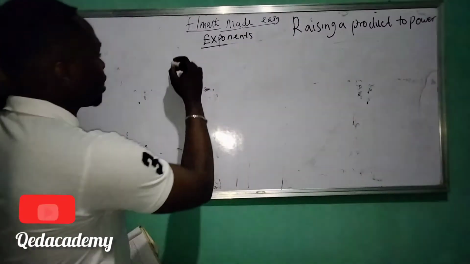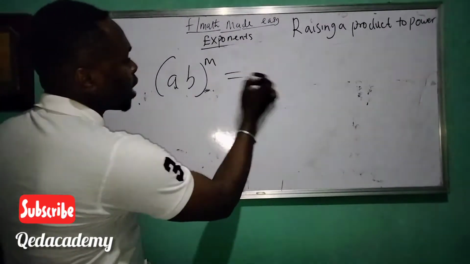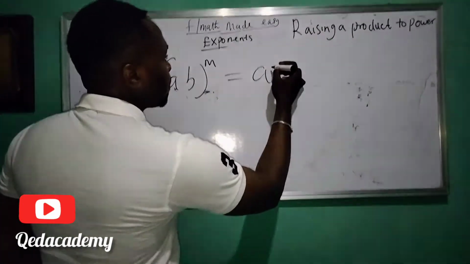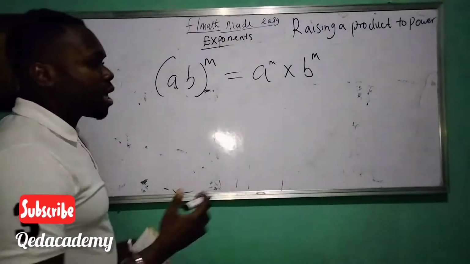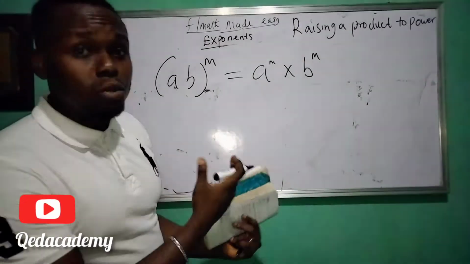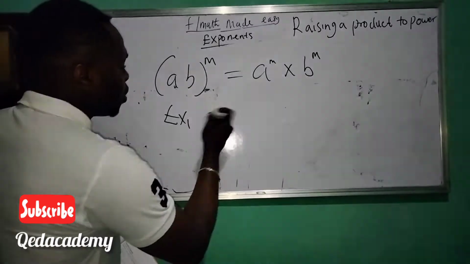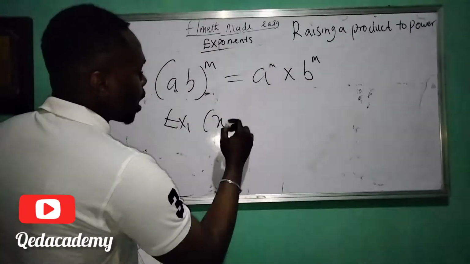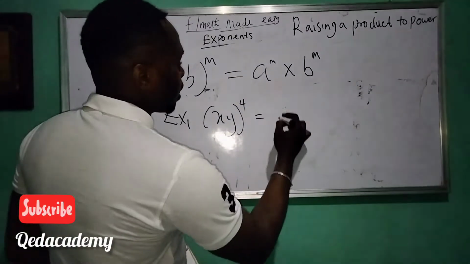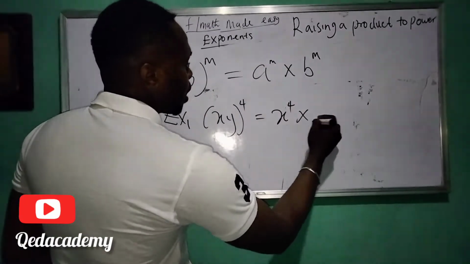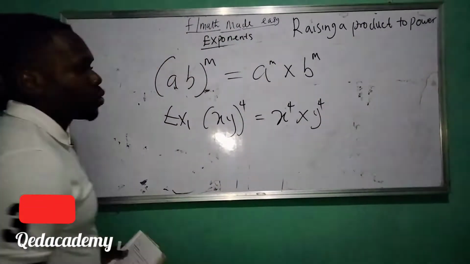Let's say (ab) raised to the power n. This is expressed as a to the power n times b to the power n. I'm going to take a quick example to illustrate this so we can understand the concept. Example one: let's say you have (xy) raised to the power 4. This is expressed as x to the power 4 times y to the power 4. As simple as that.